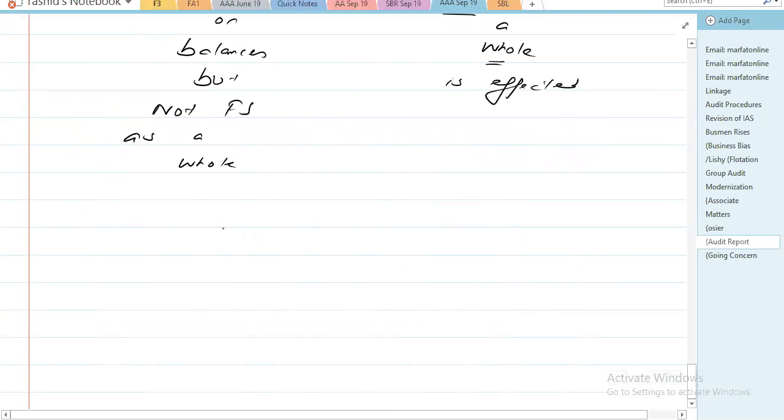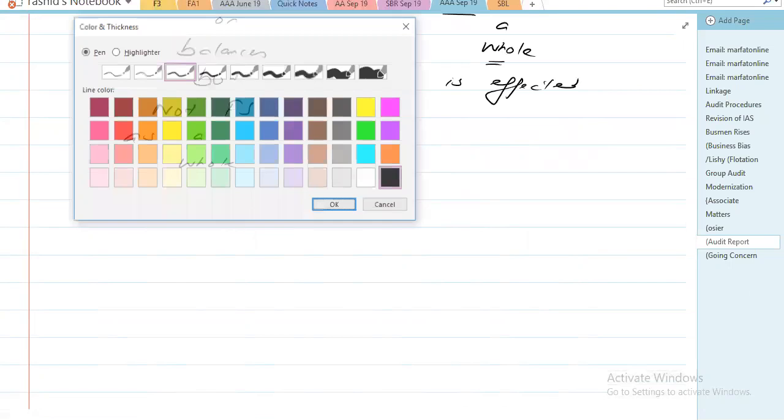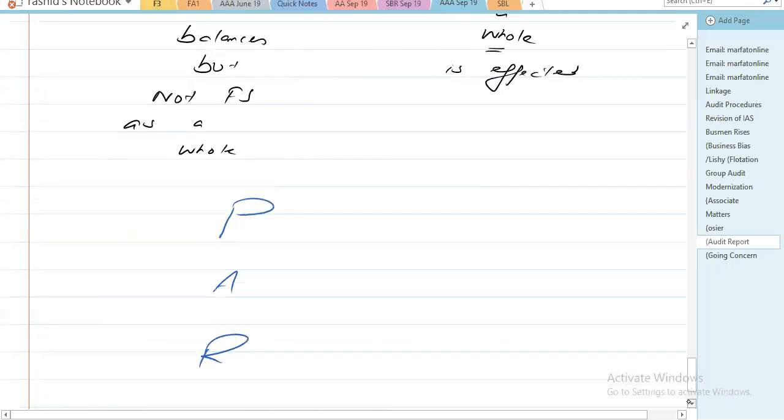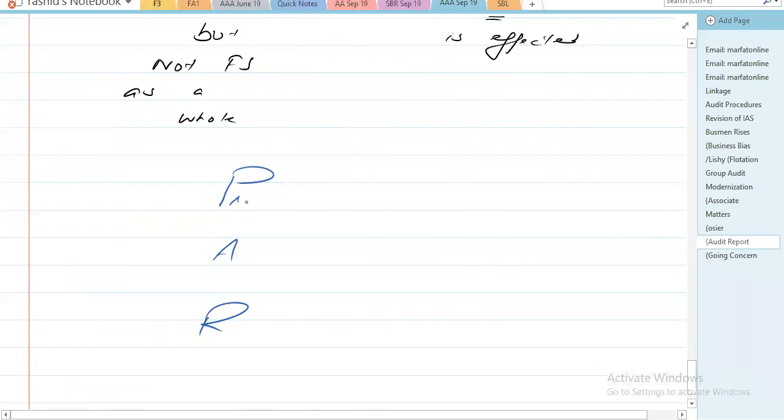Now, we also discussed the materiality levels, and we said three things. In the last topic, we also discussed that when we were discussing the matters. So there are three benchmarks: profit, asset, and revenue. Profit 5% or more.